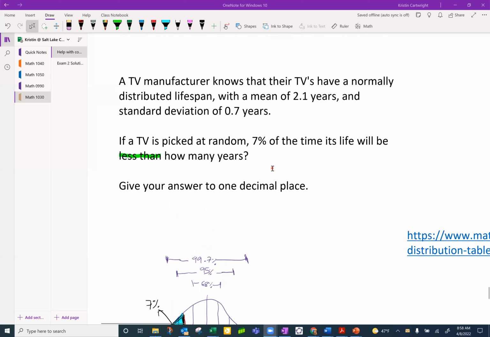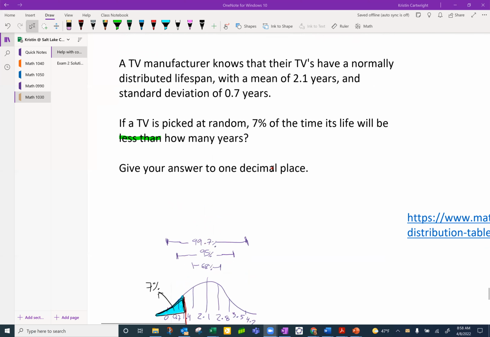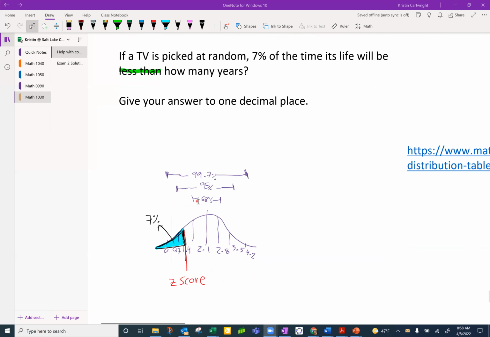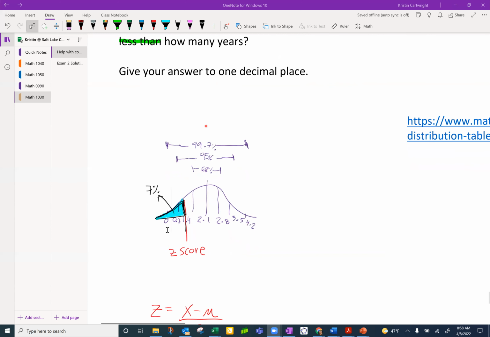that these TVs last. They don't last very long, in my opinion. 2.1 years isn't quite long enough for a TV. But we do know from the empirical rule that 68% of these TVs by this manufacturer will last between one standard deviation below and one standard deviation above the mean, so between 1.4 and 2.8 years. 95% of TVs will last within two standard deviations of the mean, so 0.7 up to 3.5 years. And 99.7% of TVs will last between 0 and 4.2 years. So that's how we read a table like this.